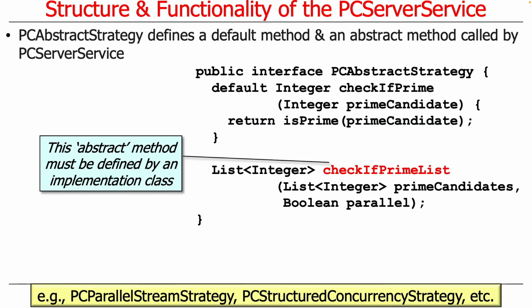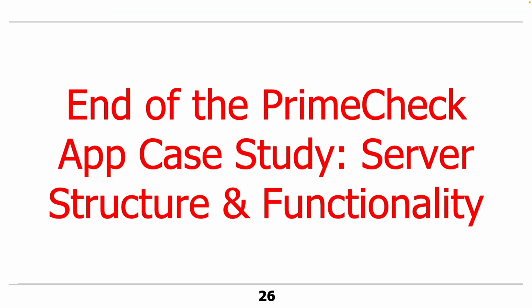And then checkIfPrimeList, as you can see, is just a method that has no implementation by default. It has to be defined by the implementation class, such as PCParallelStreamStrategy, StructuredConcurrencyStrategy, CompletableFutureStrategy, and so on and so forth. So that's the end of the overview of the structure and functionality of the server.